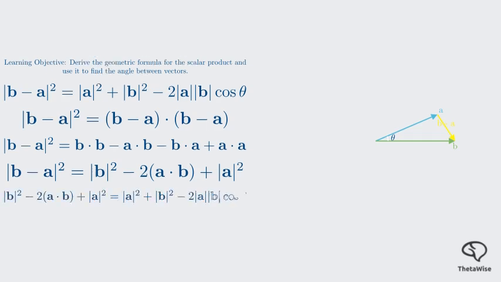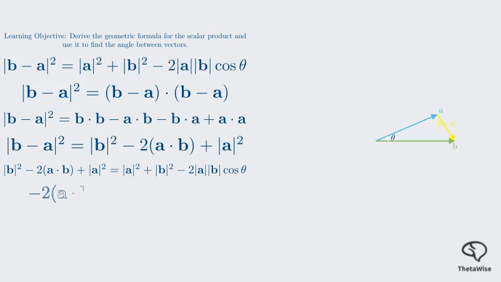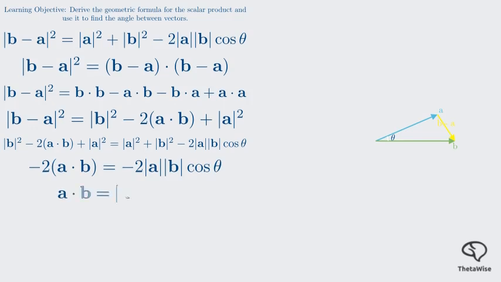We set |b|² minus 2 a dot b plus |a|² equal to |c|² plus |b|² minus 2|a||b| cos theta. We can see that |c|² and |b|² appear on both sides of the equation, so they cancel out. This leaves us with minus 2 a dot b equals minus 2|a||b| cos theta. Dividing both sides by minus 2 gives us the fundamental geometric formula for the scalar product.